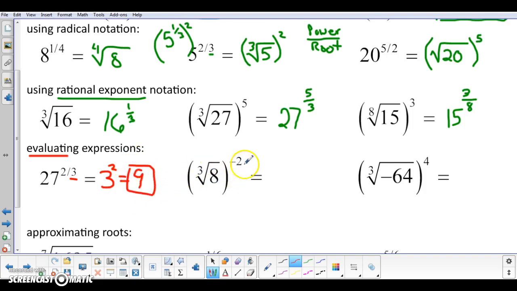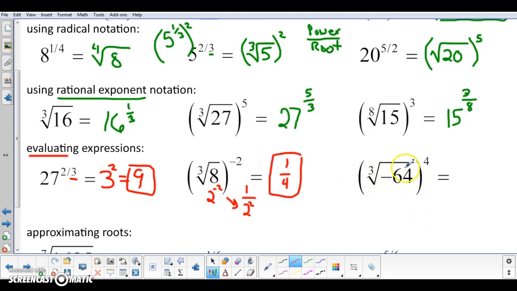Next one, the cube root of 8 to the negative second. Well, the cube root of 8 is 2. And now 2 raised to the negative second, well, that's a negative exponent, which should go in the denominator. So now I have 1 over 2 to the positive second, which really equals 1/4. Again, if you don't trust me, type it in. Change it to a fraction because it'll be a decimal.